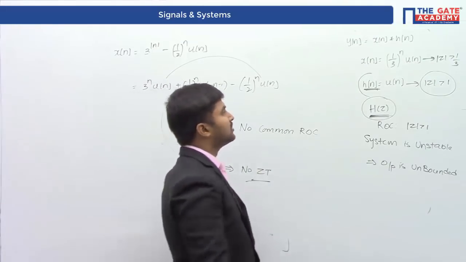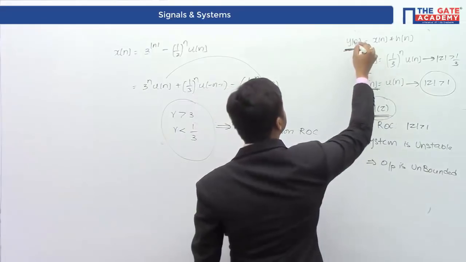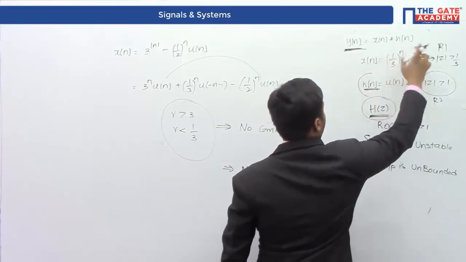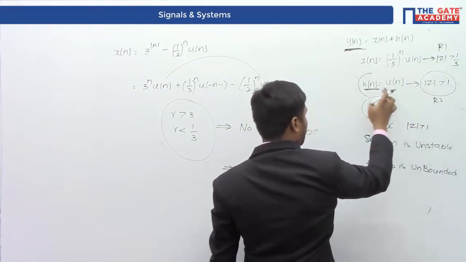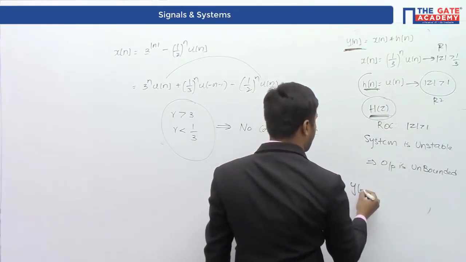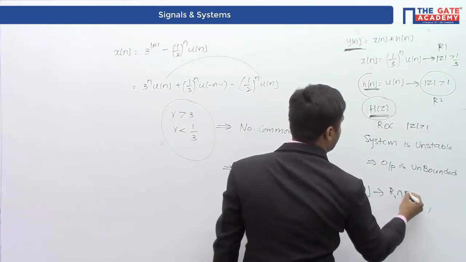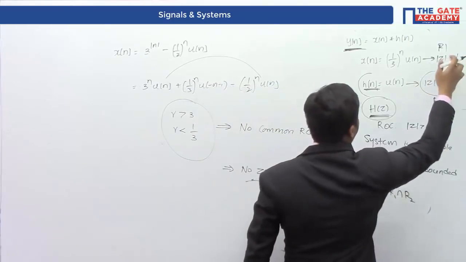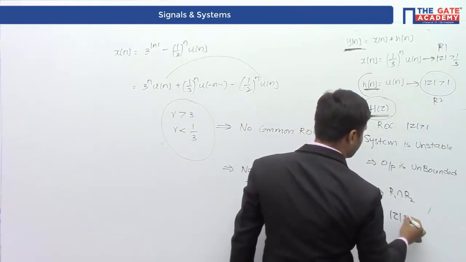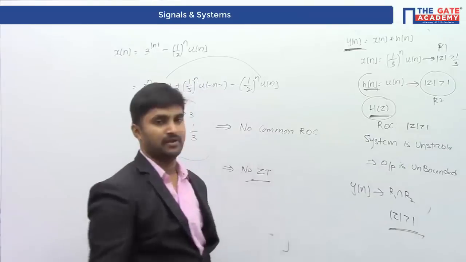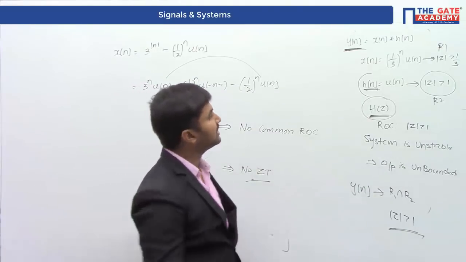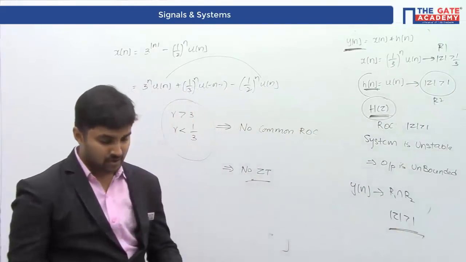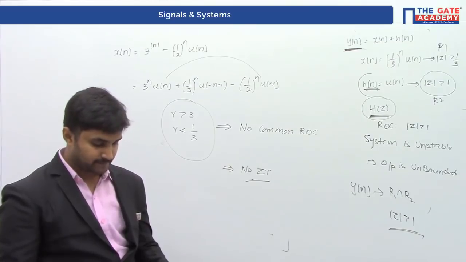What is the ROC of y of n? If R1 is the ROC for x of n, and R2 is the ROC for h of n, then y of n is going to have the ROC R1 intersection R2. The common region of convergence between mod z greater than 1/3 and mod z greater than 1 is nothing but mod z greater than 1. So the ROC for y of n is going to be mod z greater than 1.